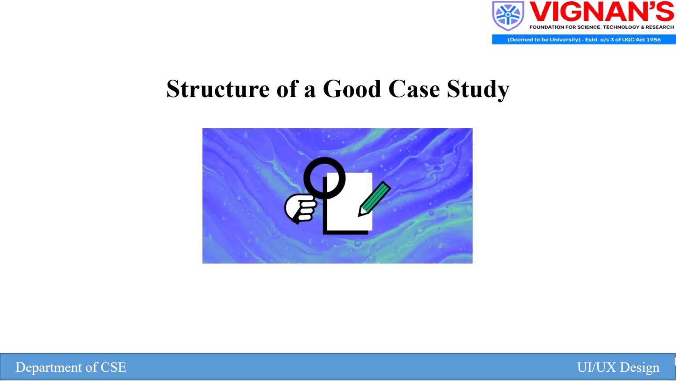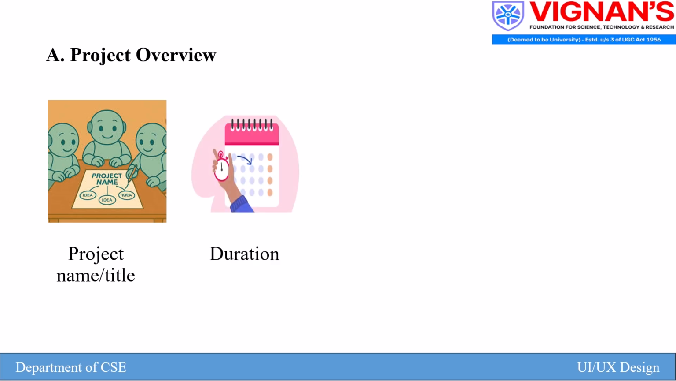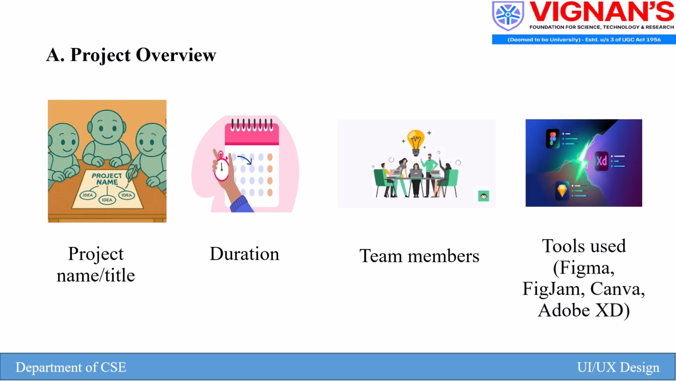Structure of a good case study. Project overview. Project name or title defines what the project is about. Duration shows the timeline taken to complete the project. Team members indicate who was involved in the project. Tools used include Figma, FigJam, Canva, and Adobe XD.